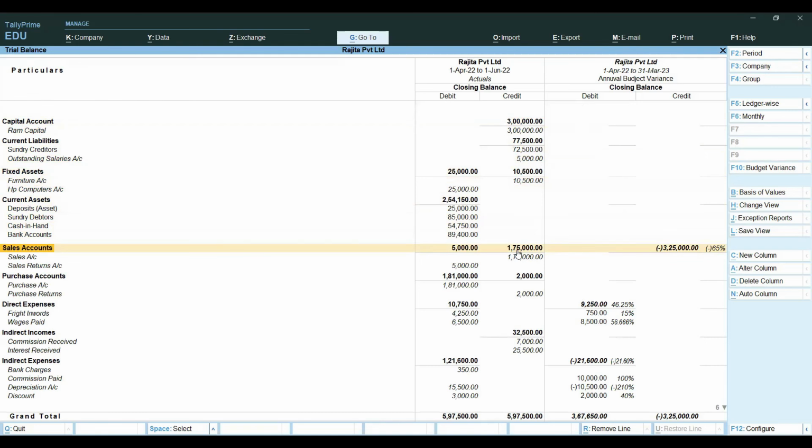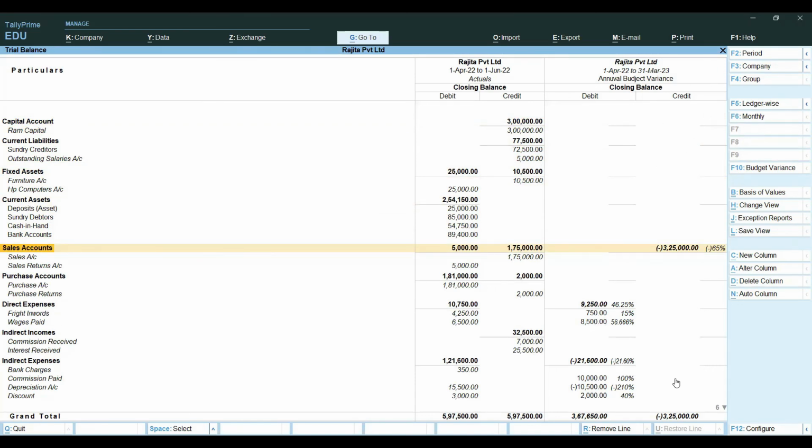Our total sales is 1,75,000, but our estimation was 5 lakhs. How much is the negative balance? 3,25,000. Very less, no? Clearly it is showing. These are the actual values in the first table. The second table is the variance, the budget variance.